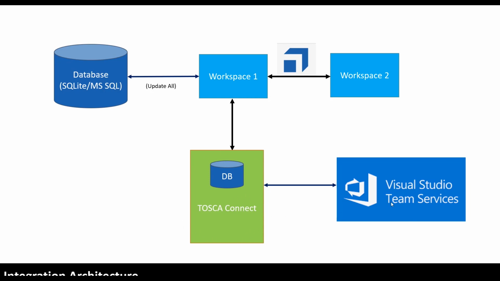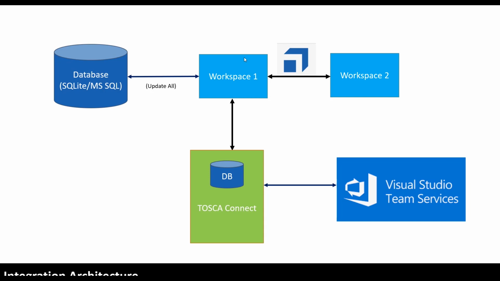We'll first connect this VSTS to our Tosca Connect, and then this Tosca Connect to our workspace one, which will be like a common repository connected to some database. Similarly, we'll make one more workspace of this particular workspace so as to see how the artifacts are getting moved. This is why we need this workspace two.